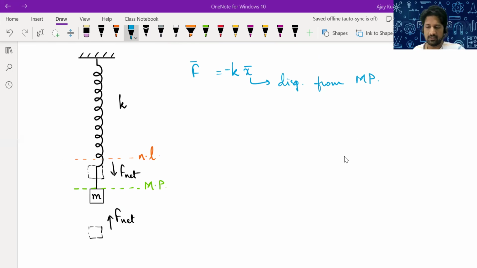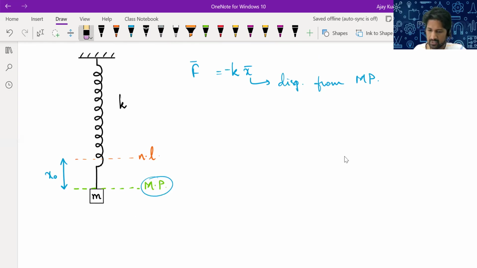Now, listen carefully. X is displacement from the mean position. We have already identified the mean position. At the mean position, the spring is already stretched by some distance x naught. Let that x naught be as it is; we'll not disturb it. Assume the block is displaced from the mean position by some distance y. Because it's in the vertical direction, I'm calling it y. Listen carefully, these are the steps that you need to follow.